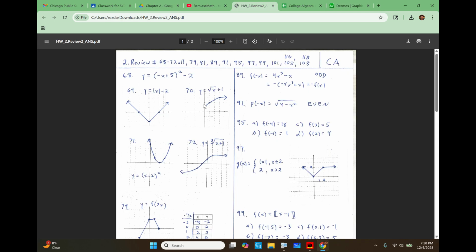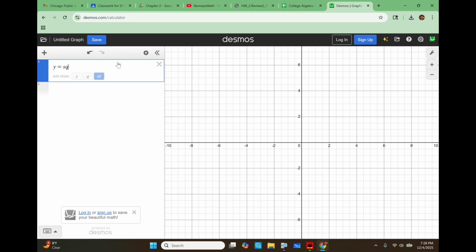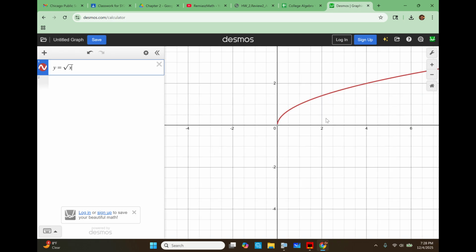That's 70. Root x plus 1. So what's that going to do? Well, root x is this one here: 0, 0, 1, 1, 4, 2. If I did the square root of x plus 1, that's going to go up 1 unit on the y values for each of those points.